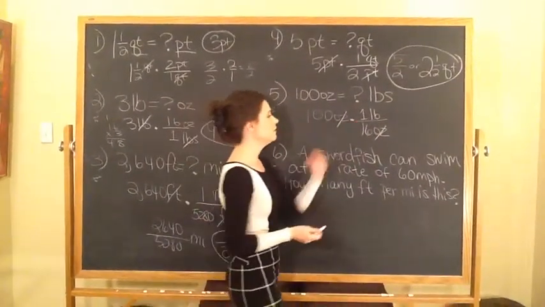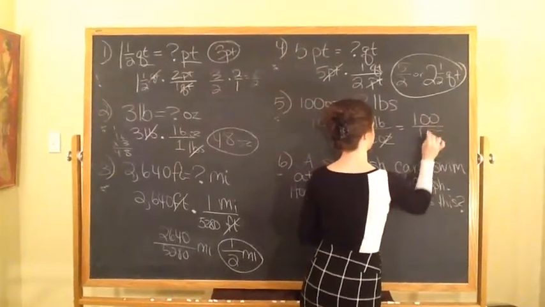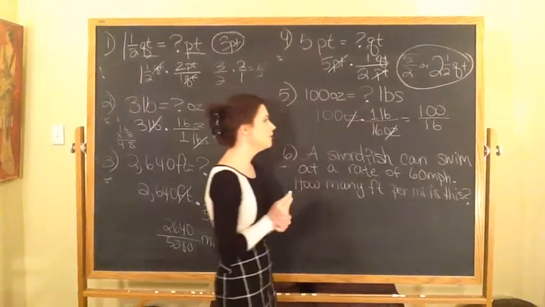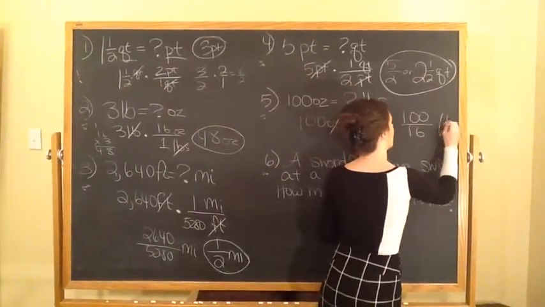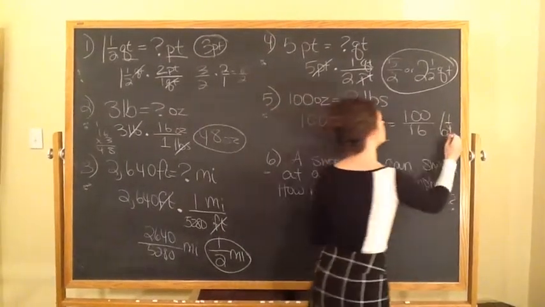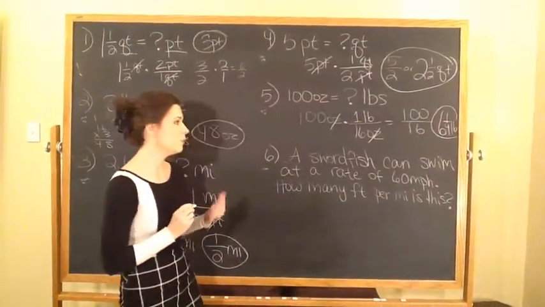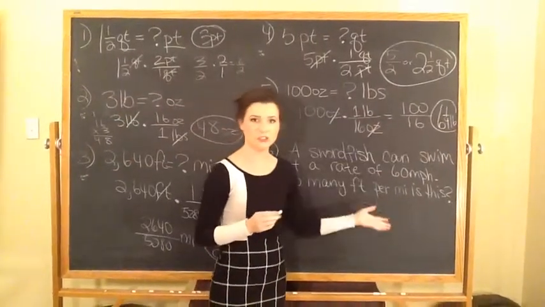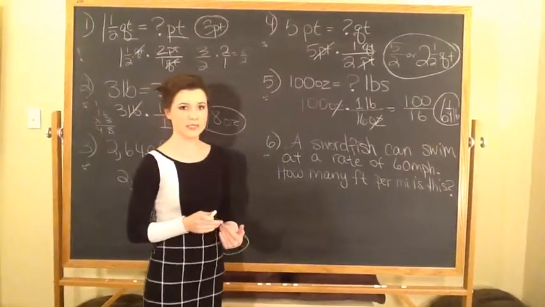So now we'll do 100 times 1, which is going to give you 100 over 16, and then you'll go ahead and simplify. So once you simplify, you're going to get 6 1/4 pounds. So lbs. That would be your final answer, 6 1/4, once you simplify and you change it to a mixed number. Alright, let's go ahead and look at this last example. This one is a word problem.